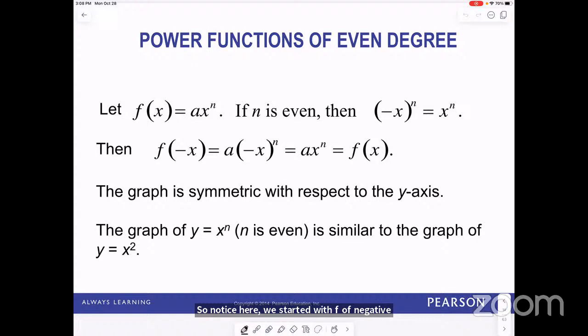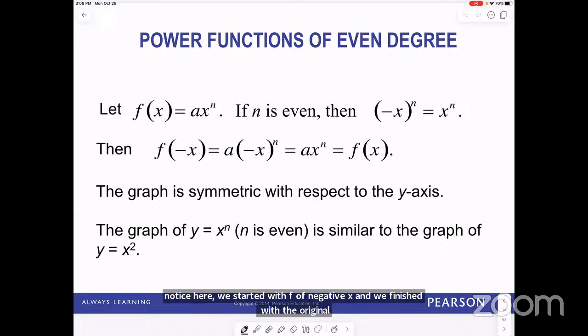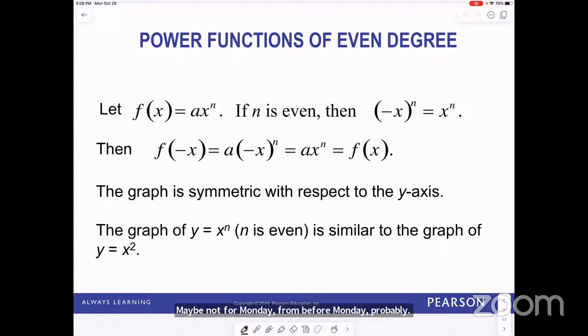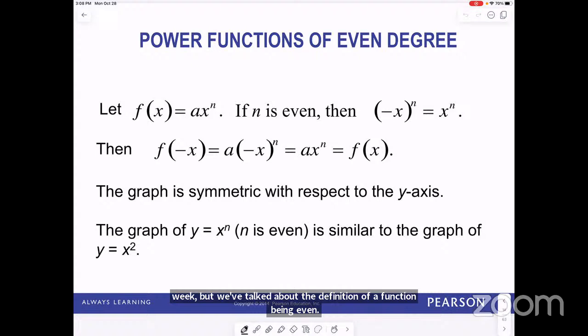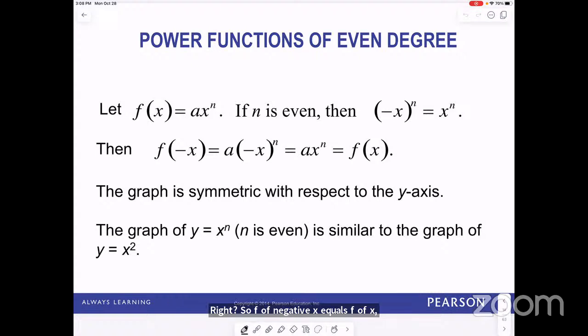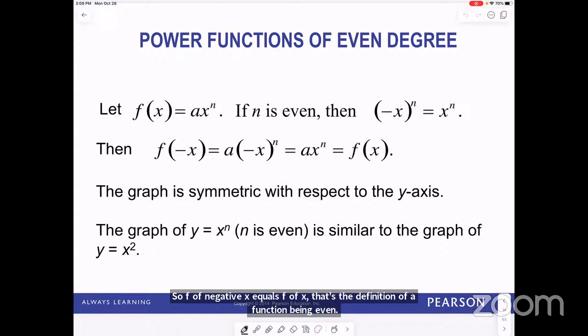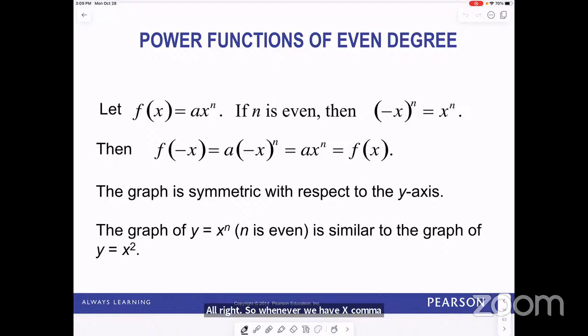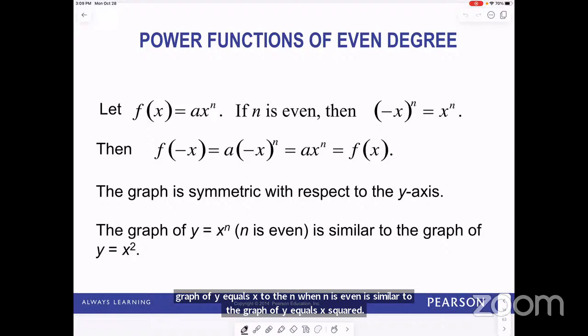So notice here we started with f of negative x and we finished with the original. I think from Monday, that's the definition of a function being even. Maybe not from Monday, from before Monday probably, last week. But we've talked about the definition of a function being even, right? So f of negative x equals f of x. That's the definition of a function being even. So an even function, the graph is going to be symmetric with respect to the y-axis, right? So whenever we have x comma y, we also have negative x comma y. The graph of y equals x to the n when n is even is similar to the graph of y equals x squared. So we have y-axis symmetry. Whenever we have a point on the right, we have a point on the left.